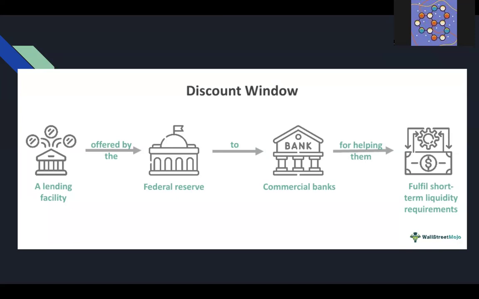While it's not used as frequently as open market operations, it's still an important tool, especially during times of financial stress.